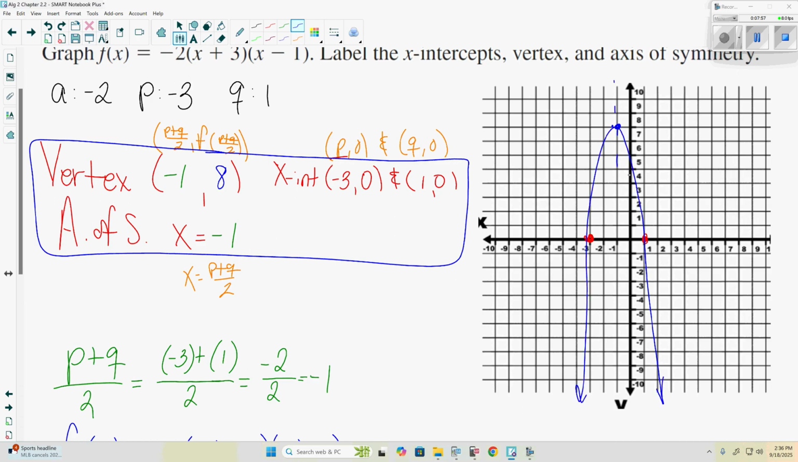If we were to graph it, this is what it would look like. But again, all I'm looking for is the vertex, axis of symmetry, and the x-intercepts for this here. And we found them. Questions on this here? Get ready for the next one.